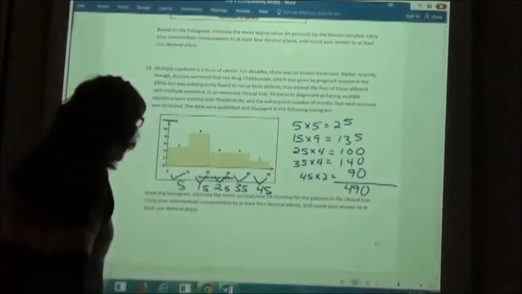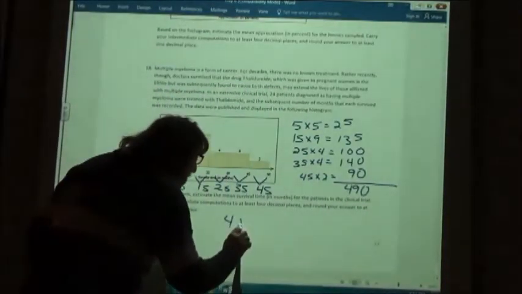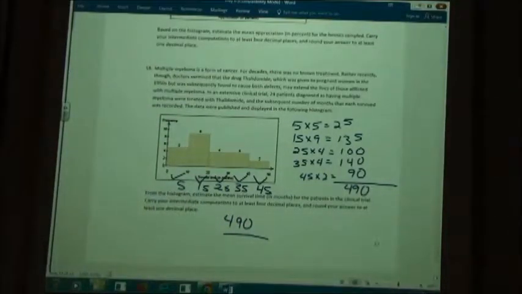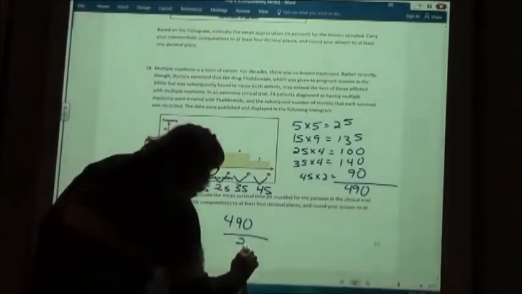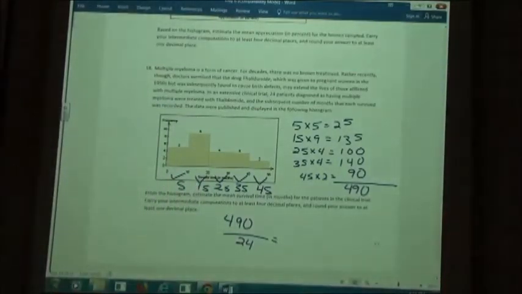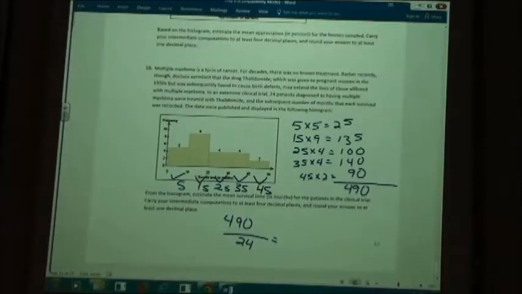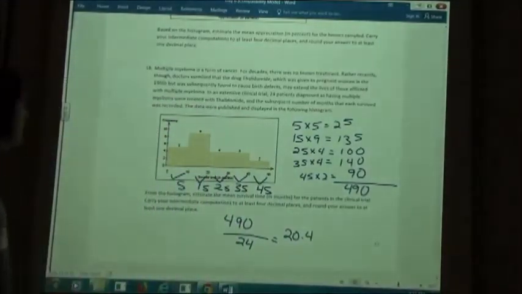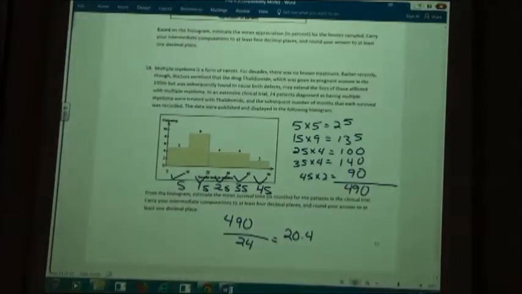490. So we want to estimate the mean survival time. We're going to take our 490 and divide it by the 24 patients that were diagnosed, right? We got 20.4. The mean survival time in months. I want to live longer than that.